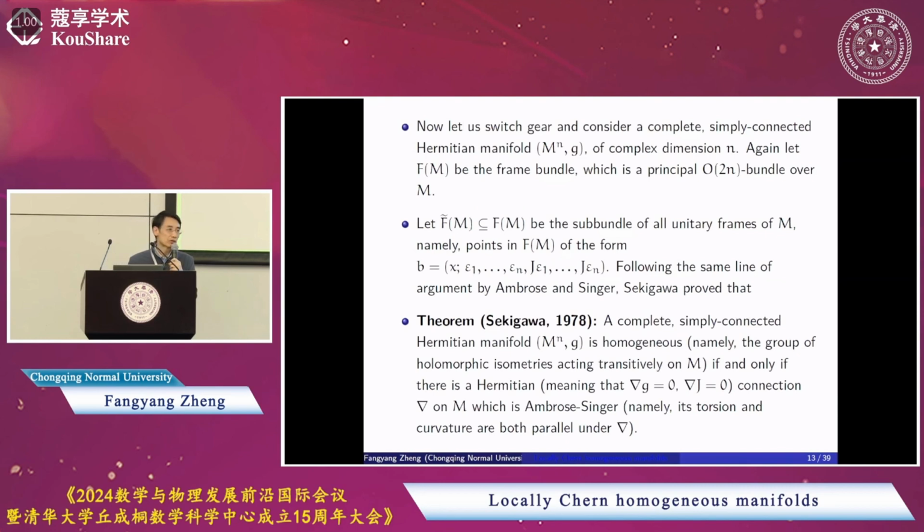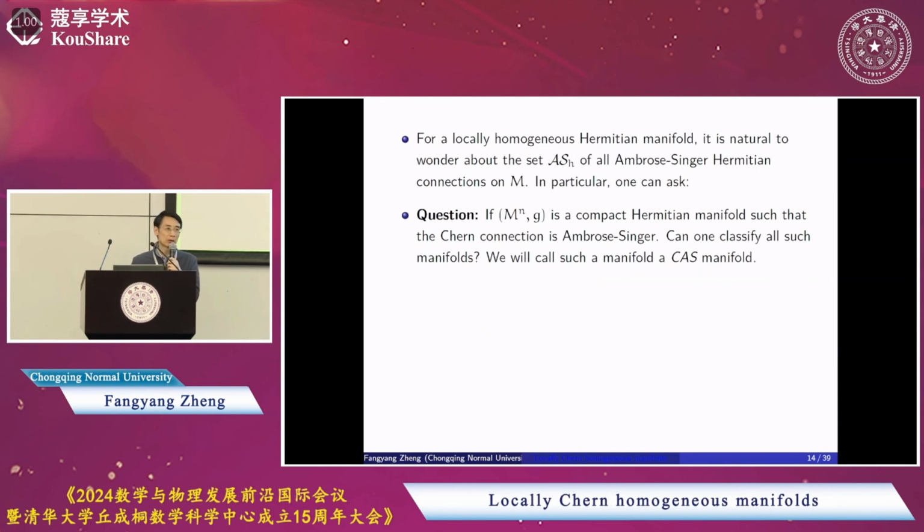So here we ask the following question. If I have a Hermitian manifold, then I ask myself, when will one of those canonical Hermitian connections, for example, the Chern connection or Bismuth connection, be Ambrose-Singer? So this is a strong way of saying when will the manifold be locally Hermitian homogeneous.